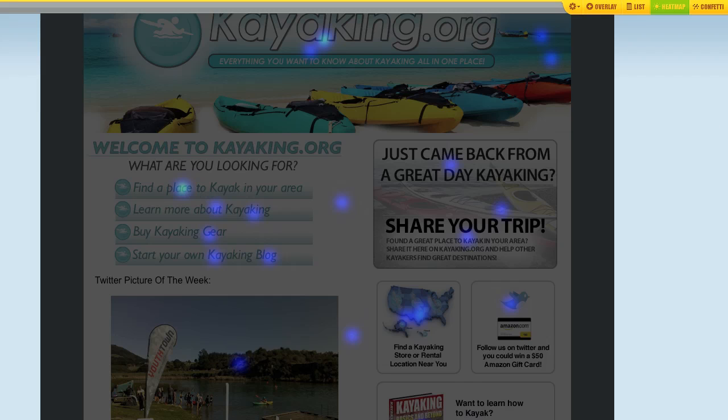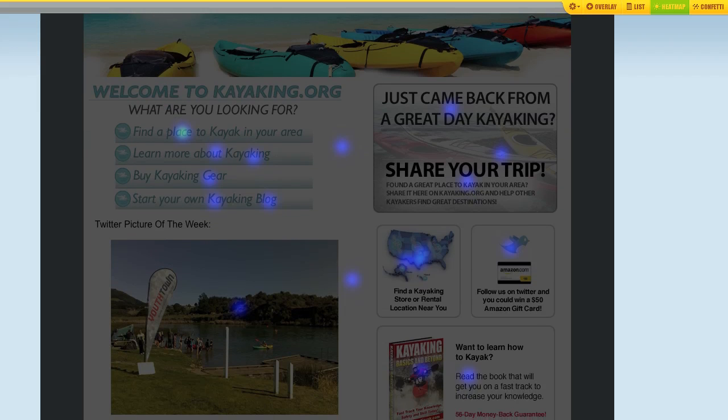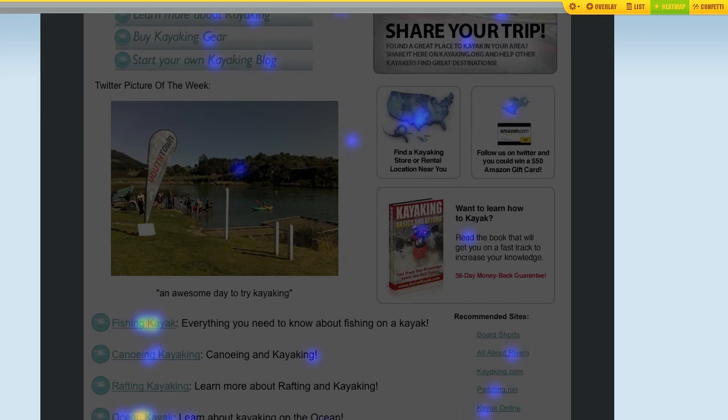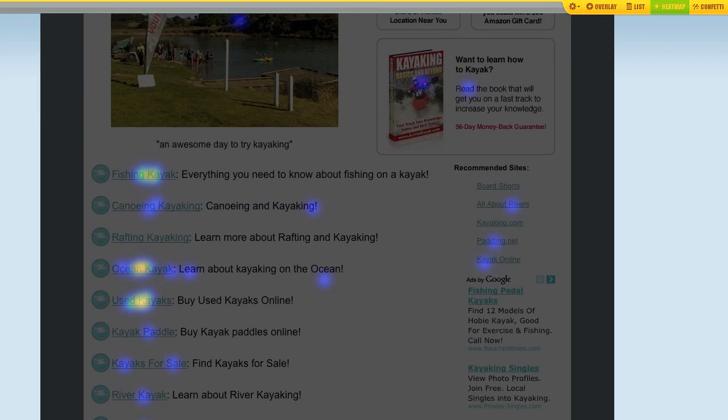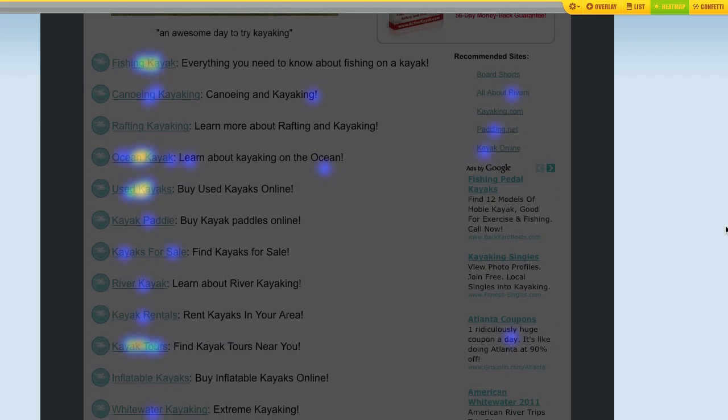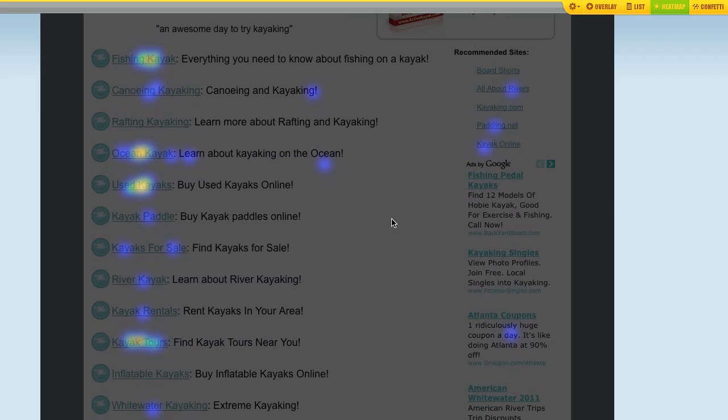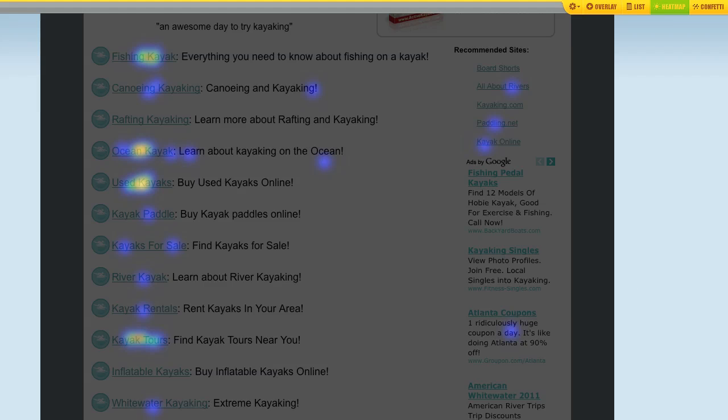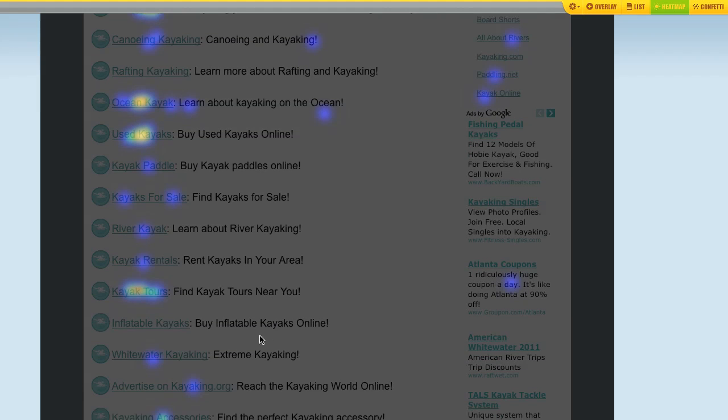But of course, you always have to look at all the data. The way I designed the first version of kayaking.org made it really easy to collect this data. Here I can see a scrolling list of categories, and it's really easy to see that people coming to my site are looking for information about fishing kayaks, ocean kayaks, used kayaks, and kayak tours. There's not as much interest in inflatable kayaks or rafting kayaking, and a little bit of interest in whitewater kayaking.